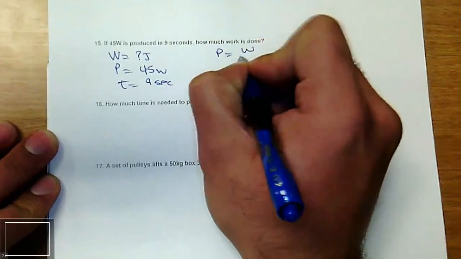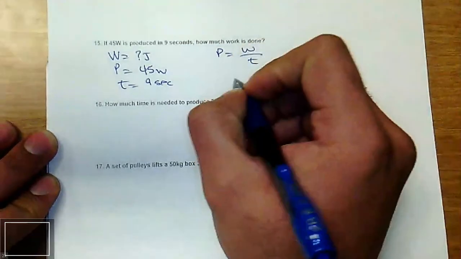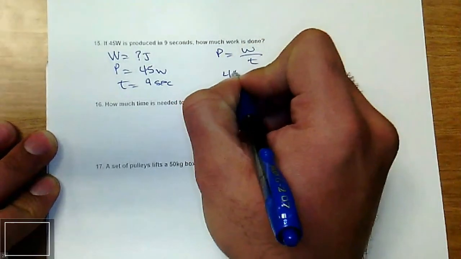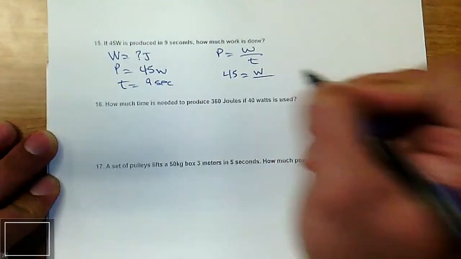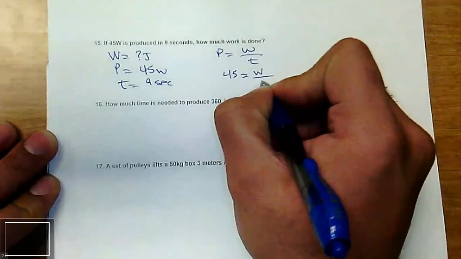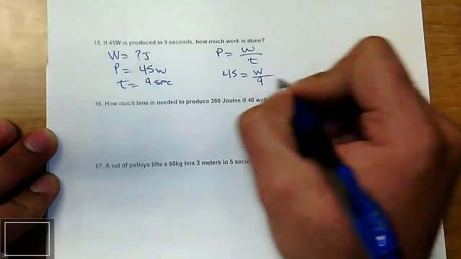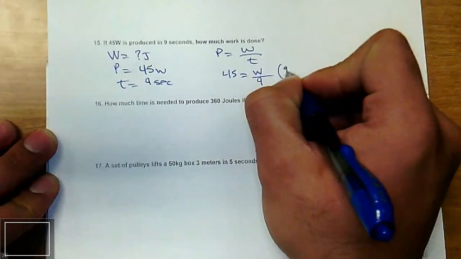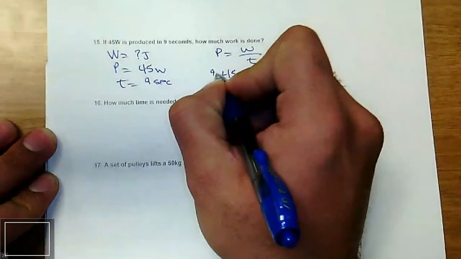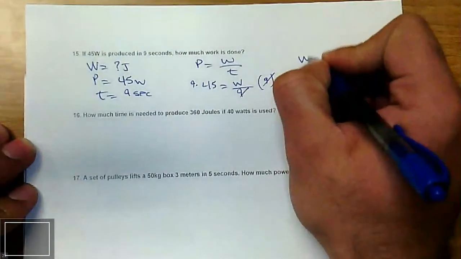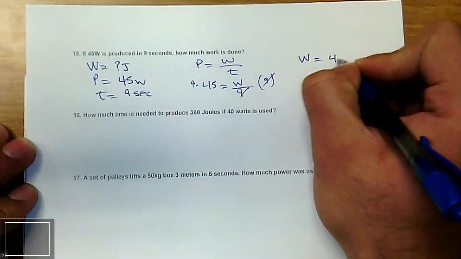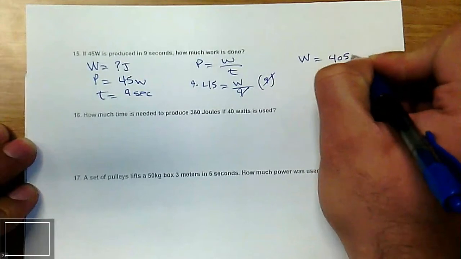So P is equal to W divided by T. Substitute our values. 45 is equal to an unknown work value, that's just what we're solving for, divided by our time. So it's 9 seconds. So in order to get W on its own, we need to multiply by 9 on both sides. So W is equal to 9 times 45. So our work is 405 joules.